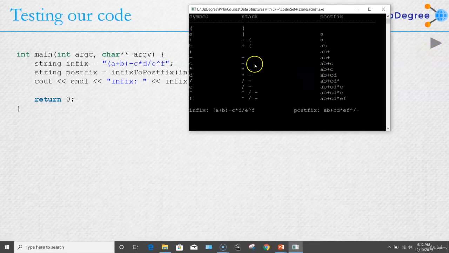So if you look at the output, we have the infix expression (a + b) - c * d / e ^ f, and the corresponding postfix expression that we get is ab+cd*ef^/-, and at every step of the algorithm what has happened in the stack and what is the equivalent postfix expression is given on the right hand side.